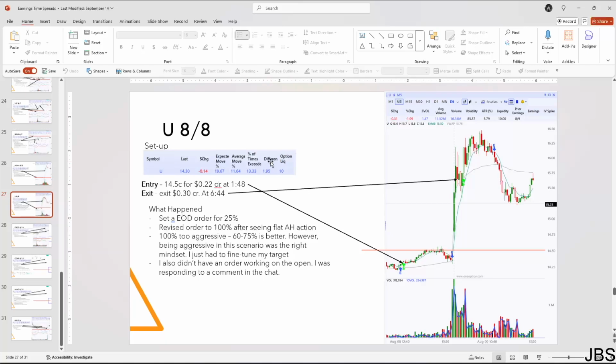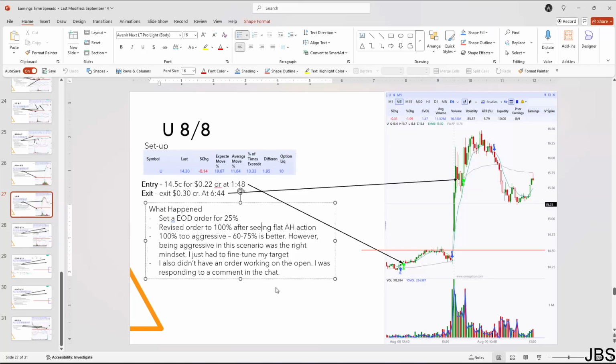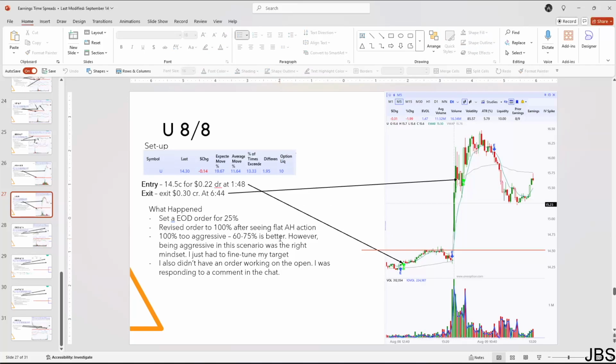We took this earnings time spread. Excellent difference over here. Good times exceeded, but difference almost 2, which is really high for an earnings time spread. Took this on the 8th. Set an end of day order for about 25%. Didn't get the fill. And then I revised the order to 100% after seeing the after hours price action.